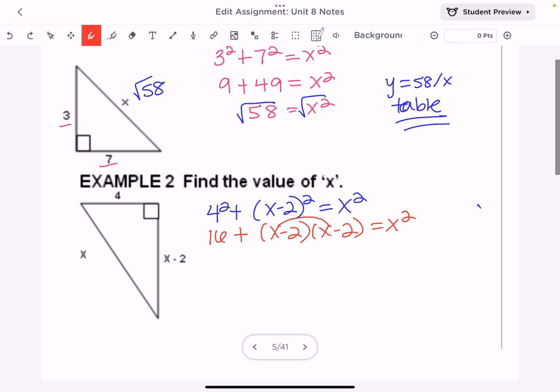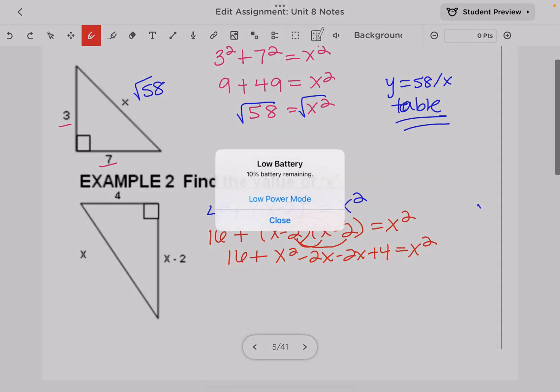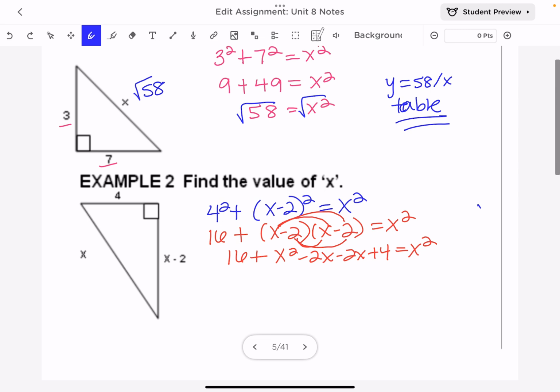So I'm going to have x times x is x squared. x times negative 2 is minus 2x. The inside is minus 2x, and the negative 2 times negative 2 is plus 4. Okay, so I've still got the plus 16 at the front. And now I am going to just combine my like terms. So I've got the 16 and the 4, so that's 20. I've got x squared, so I have plus x squared. I have negative 2x and negative 2x, so that's minus 4x. And then I have the x squared on the other side.